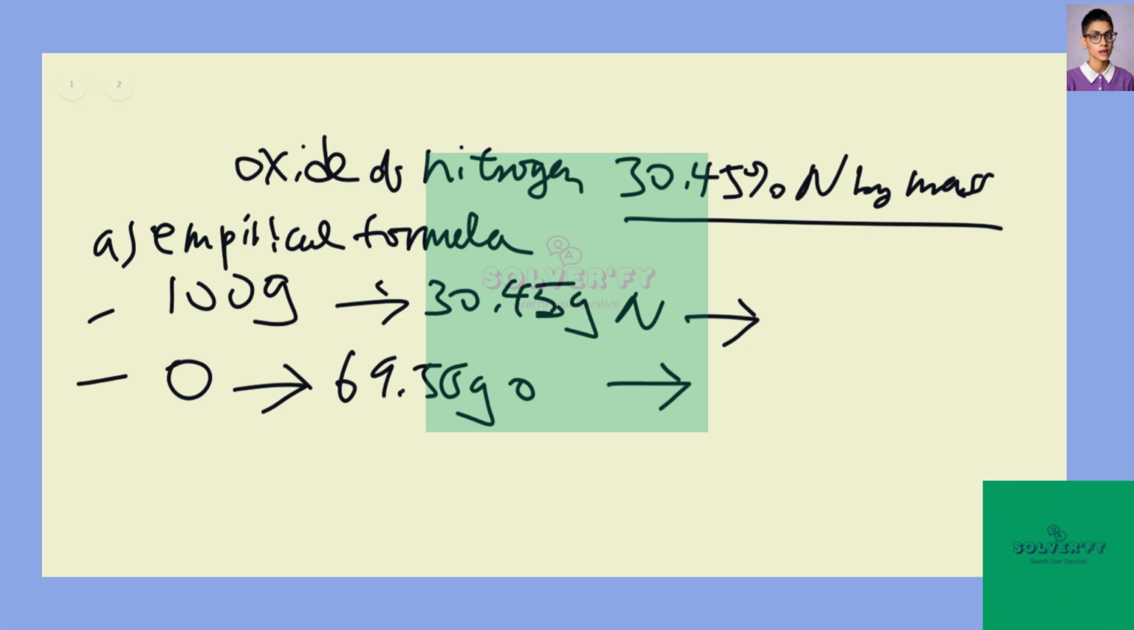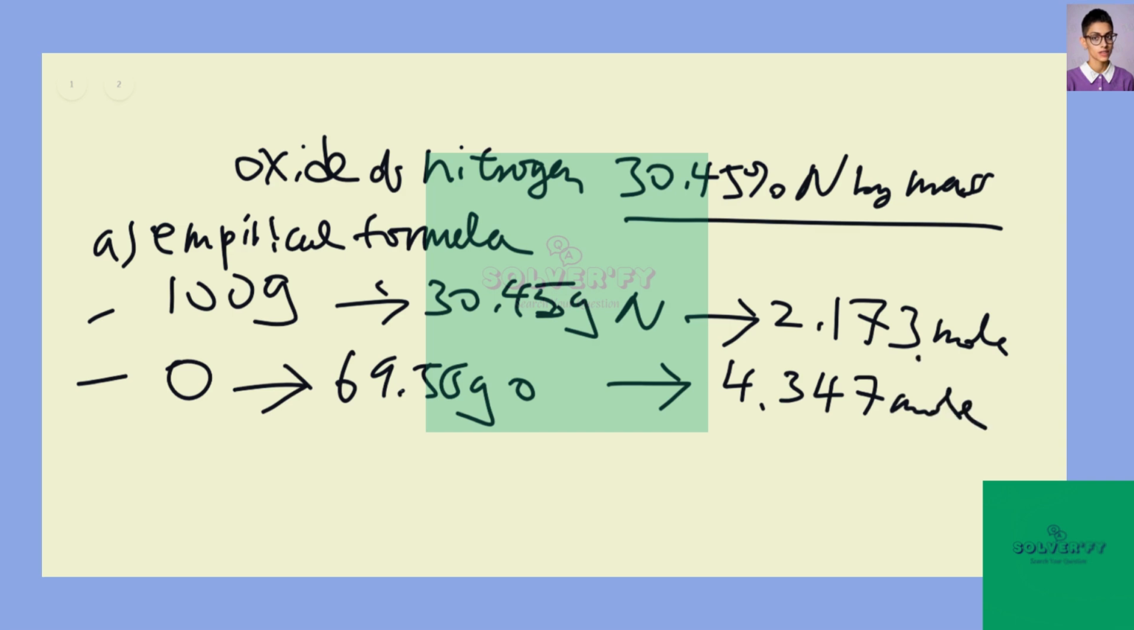For the number of moles of nitrogen, it will be 2.173 mole. And then for oxygen, it will be 4.347 mole. In order to find the formula, we're going to set up the ratio between the number of moles for nitrogen and oxygen, and then we're going to simplify it. We're going to divide everything by the smallest number, 2.173.